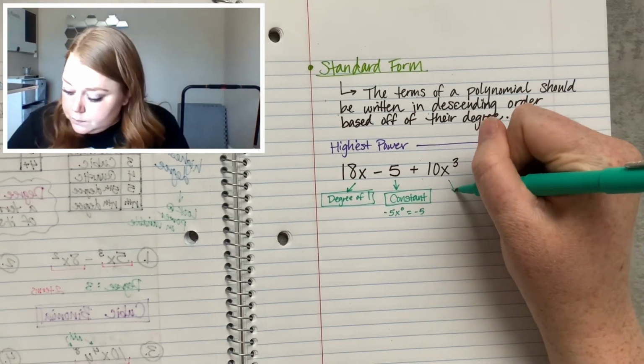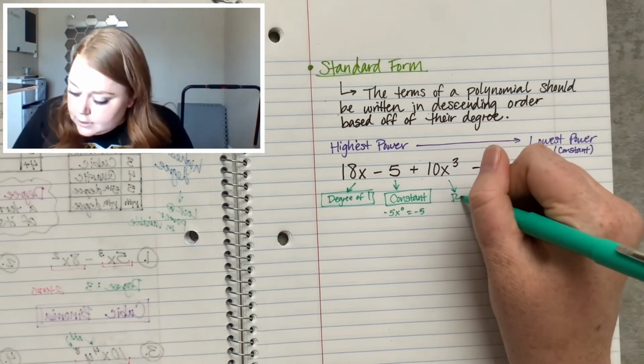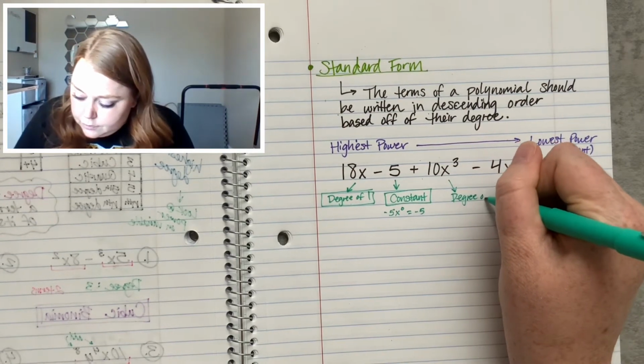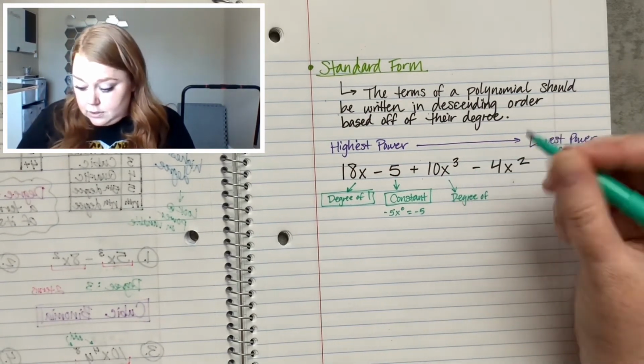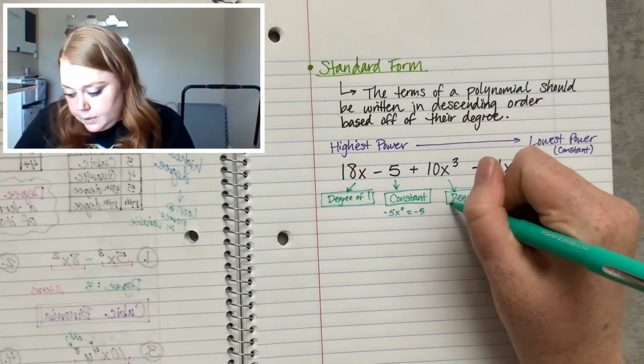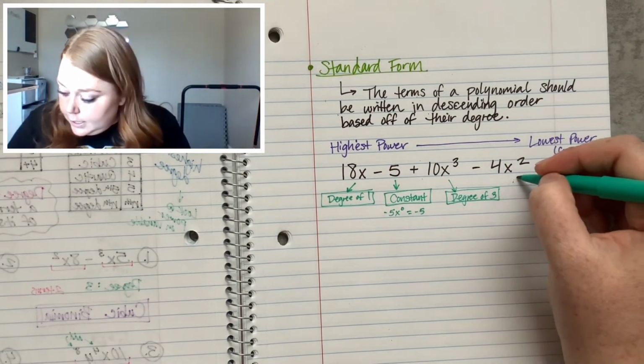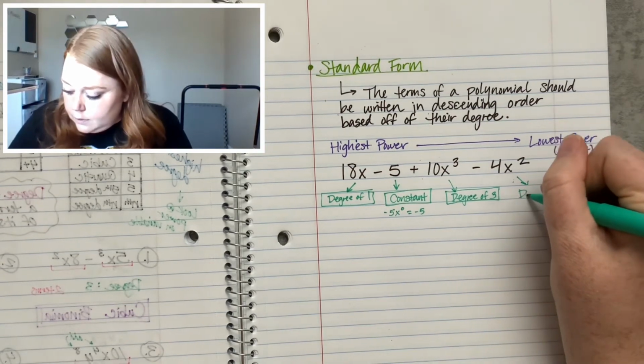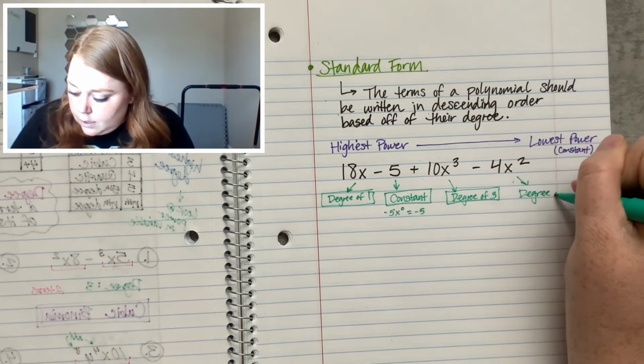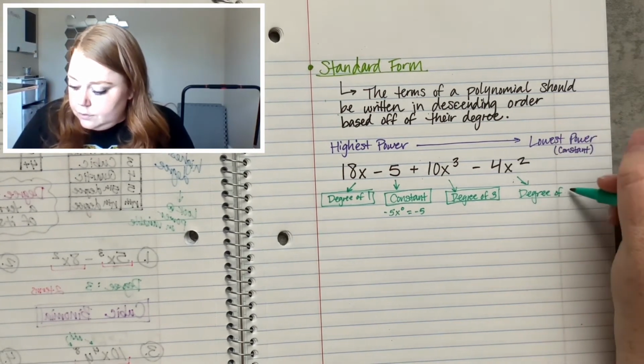10x cubed, it has a degree of, hopefully you can see it, 10x cubed has a degree of 3 because the power on that term is 3. And then -4x squared has a degree of 2.